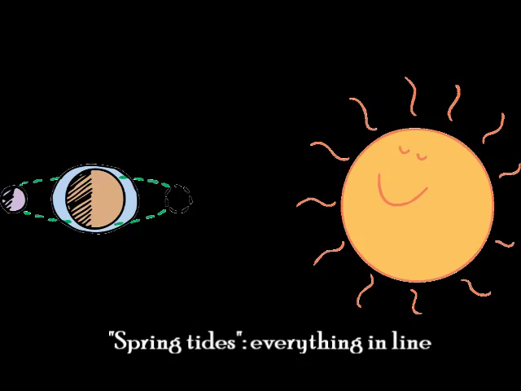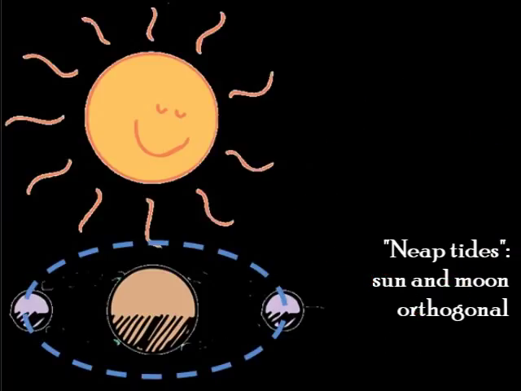When it so happens that the sun and the moon are both in the same direction relative to the Earth, the sun adds its pull to the moon's, and we get what's called spring tides, higher high tides and lower low tides. When the sun is pulling one way and the moon is pulling another, we get neap tides, where the differences are less dramatic, lower high tides and higher low tides.